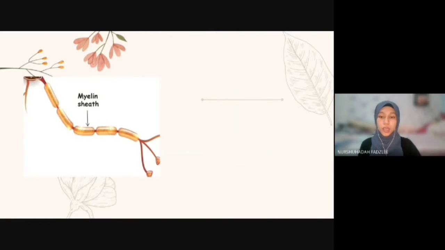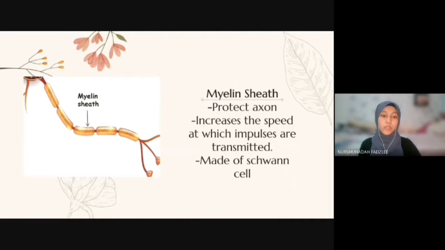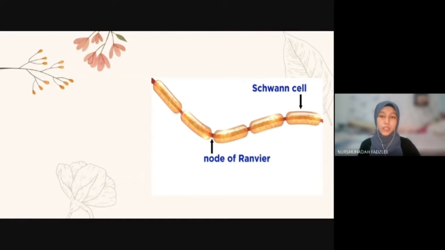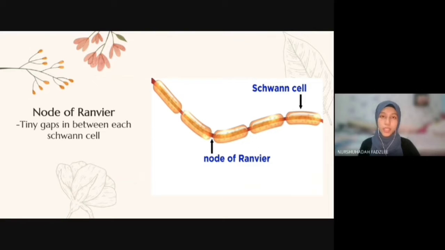And then this is the myelin sheath. Myelin sheath is to protect axon. It increases the speed at which impulses are transmitted, and actually myelin sheath is made of Schwann cell. This is the Schwann cell, meaning that it is a legend from axon to myelin sheath and from myelin sheath to Schwann cell. This is the node of Ranvier. Node of Ranvier is just a tiny gap in between each Schwann cell.